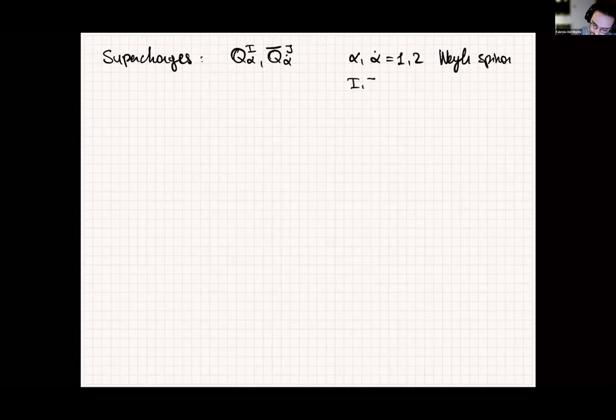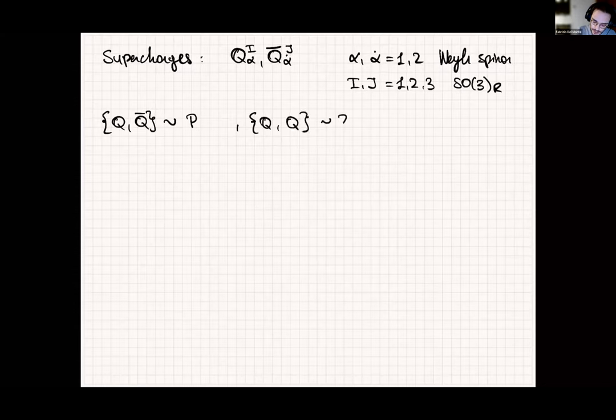while this I and J go from 1 to 3, and there are some SO3 global symmetry indices. These charges are Weyl spinors in four dimensions, and they transform under an SO3 symmetry. And their anti-commutator schematically is that Q Q bar is P, the translation generator, and then QQ is Z, Q bar Q bar is Z bar. These are referred to as central charges.